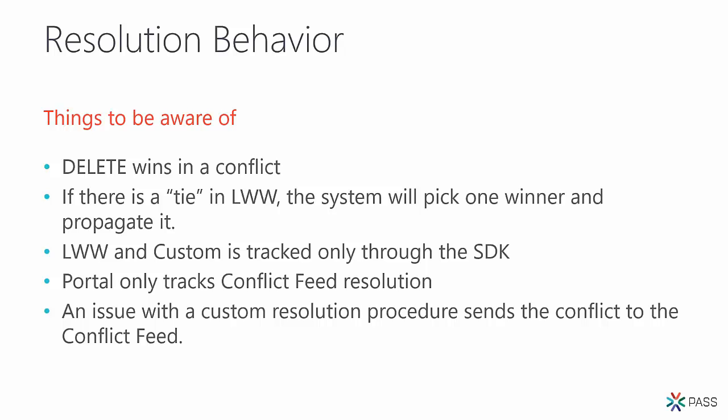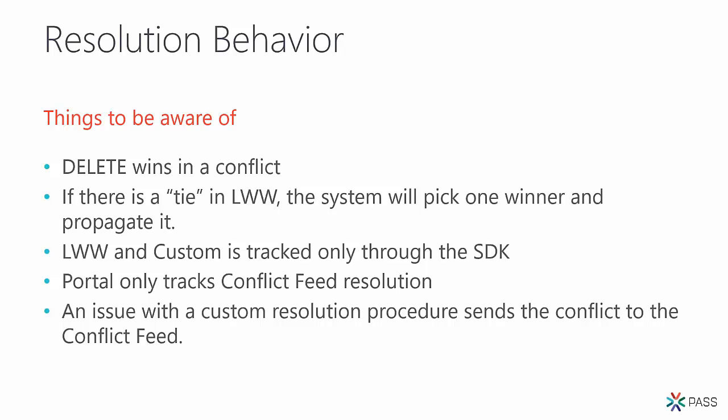Who wins and who loses in last write wins or in a custom procedure is only tracked through the SDK. So if you have a bunch of last write wins conflicts, but the system was able to resolve them all automatically, you don't get any trace of it in the portal. You don't see it at all. Not in the portal, no logs, nor anything. The only way to see it is through the SDK.